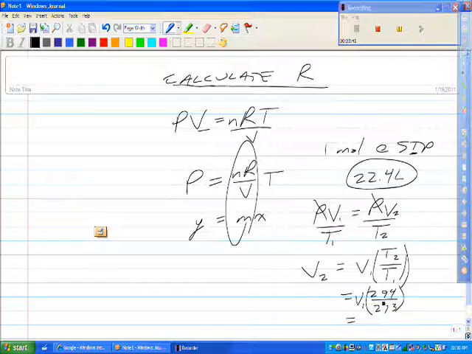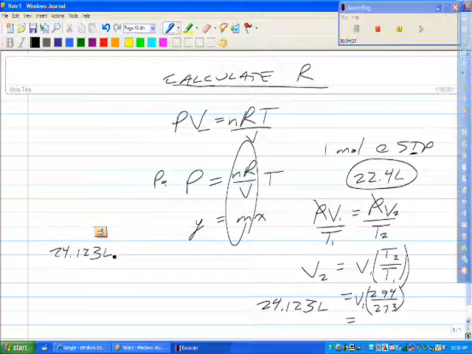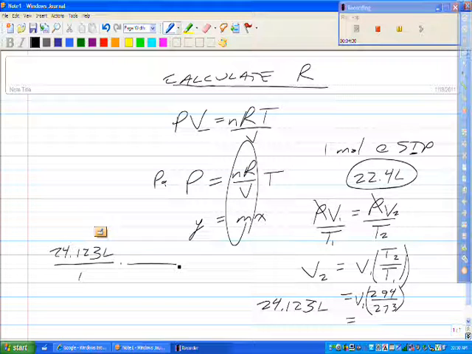And I worked that out earlier. I believe it's about 24.123 if I remember correctly. Liters. Of course, if the pressure we're measuring is in pascals, or in this case kilopascals, that's newtons per square meter. And so I can't use a volume of liters, I need a volume of cubic meters. And so I need to go from 24.123 liters to cubic meters. Fortunately, this is pretty simple.